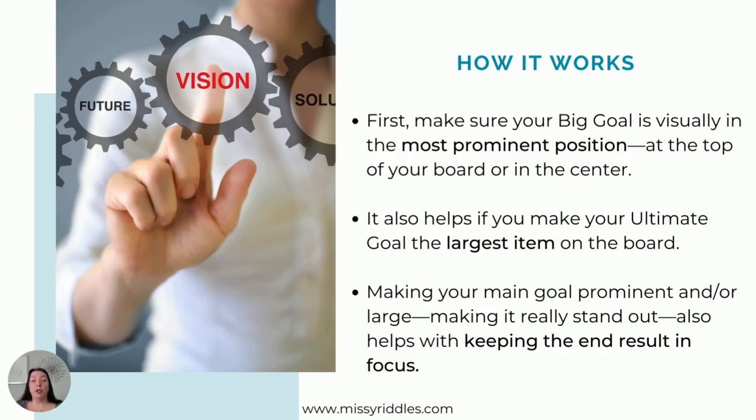Again, make sure your big goal is visually in the most prominent position at the top of your board or in the center. It also helps if you make your ultimate goal the largest item on the board. So you might have a big goal, but you might have an ultimate goal. Making your main goal prominent and large, making it really stand out, also helps with keeping the end result in focus.